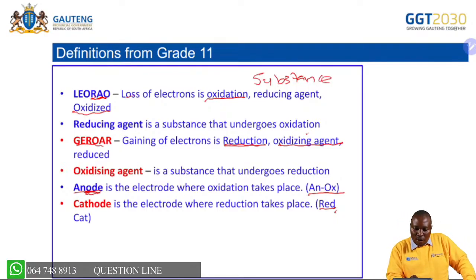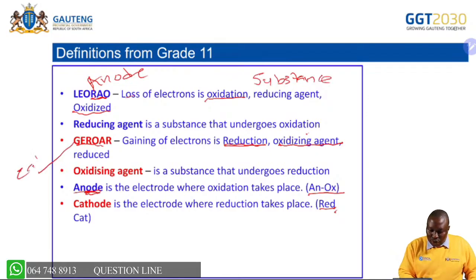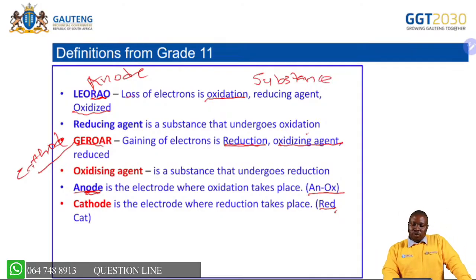So you got to know that LEO RAO, which is the first mnemonic we had, is for the anode, and GERC, the second mnemonic there, is for the cathode. So you got to know that the cathode goes with that. So we're going to use a lot of this as you answer questions.